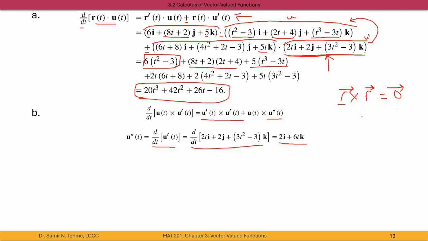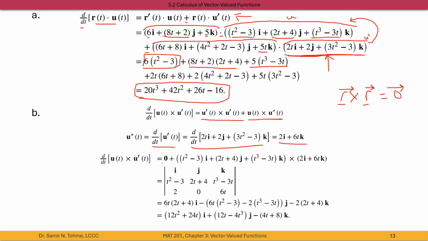So whenever we're doing the cross product of the same vector, you're gonna get the zero vector. So u prime cross u prime will give you 0. Now we want to evaluate the second term. The first one is 0, and we want to find the cross product of u and u double prime. To evaluate this, we're gonna put them in a determinant.